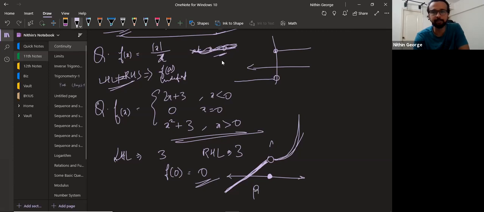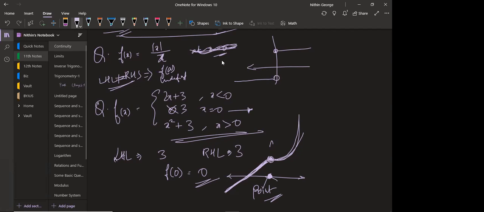It's called a point discontinuity. LHL is equal to RHL, but this lies here. If this point's definition alone was changed to 3, I'll get a perfectly continuous function. Are you following, guys? If I put 3 instead of 0, this point gets filled and you have a perfectly continuous function. This is not filled. All right? Is it making sense, guys? Yes, sir.